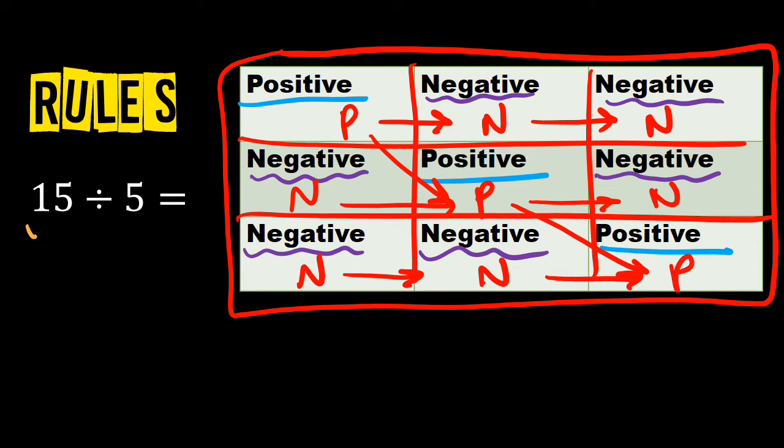So we have 15 divided by 5. So we have a positive divided by a positive. So we know that it's going to give us a positive number, and 15 divided by 5 gives us 3. So our answer for this is positive 3.